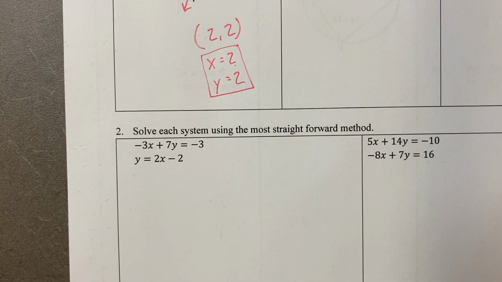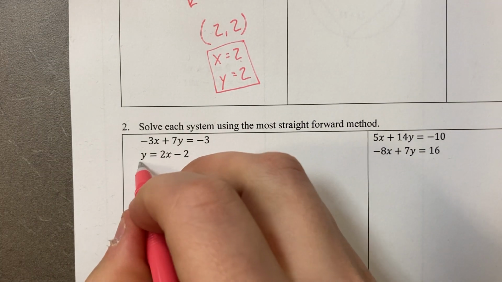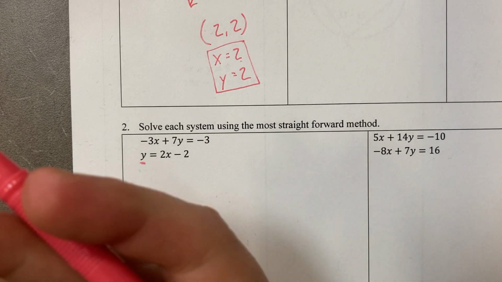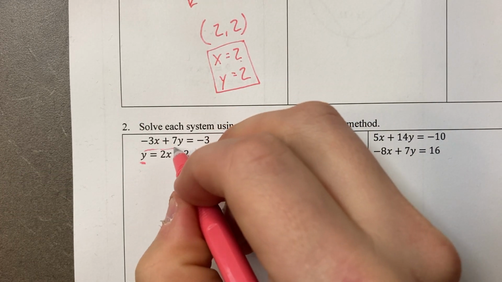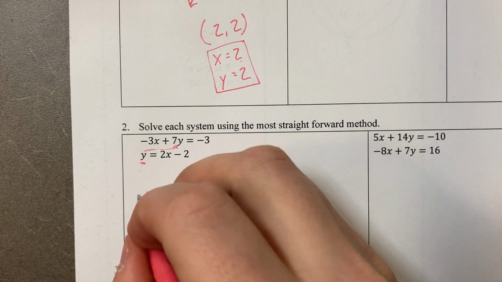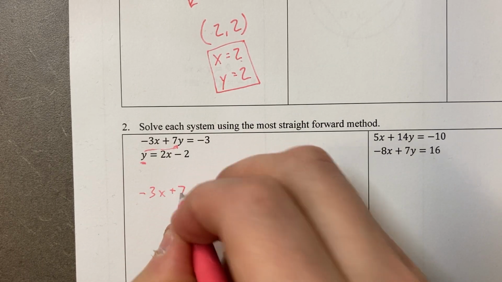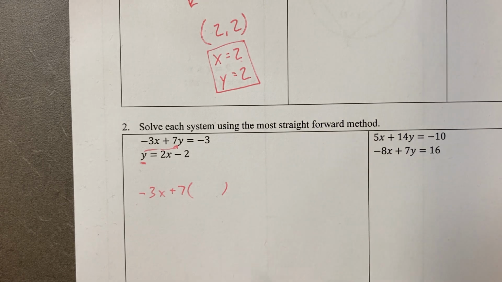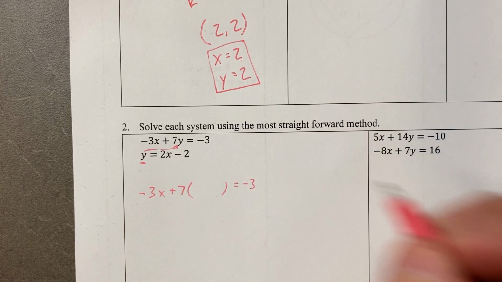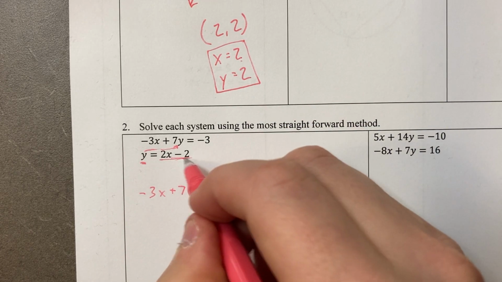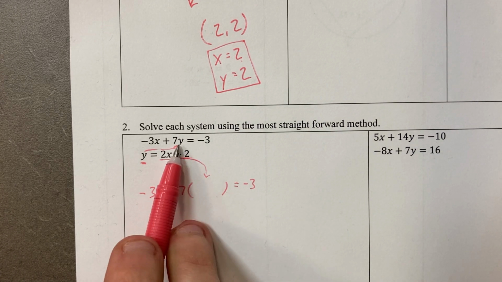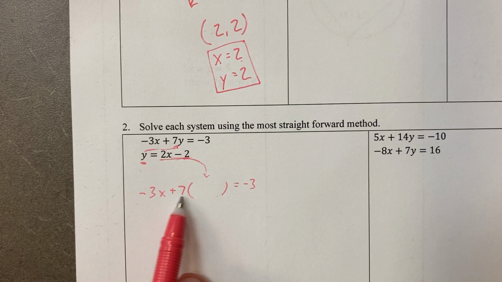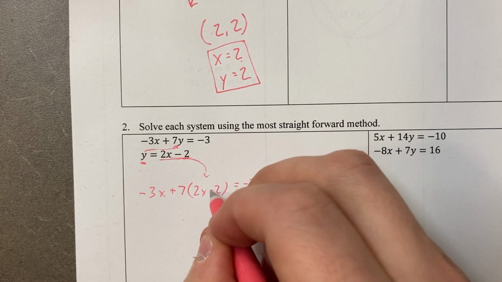All right, going on to number 2. Solve the systems of equation using the most straightforward method. Since I have y all alone by itself, what I can do is take this y and plug it in for that y. Watch, negative 3x plus 7 times y equals negative 3. I'm going to take this whole thing and plug it in to where that y used to be. It used to be a 7y, now it's a 7 times 2x minus 2.